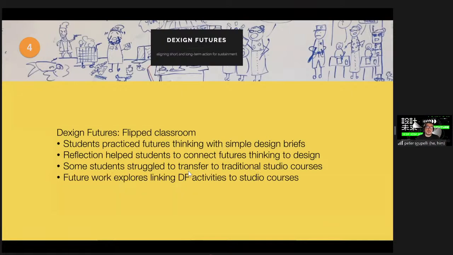And so the current work that I'm doing right now is exploring how to link the design futures activities directly to studio courses. I've brought particular methods into studio classes that I teach. And so I've seen that it has been quite successful. So now it's a question of bridging the design futures class to the studio classes and working with the studio professors to figure out how we might align what's going on in these two classes.